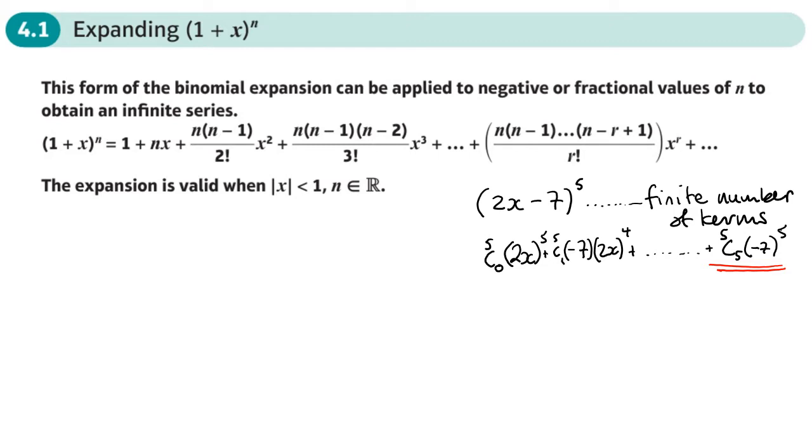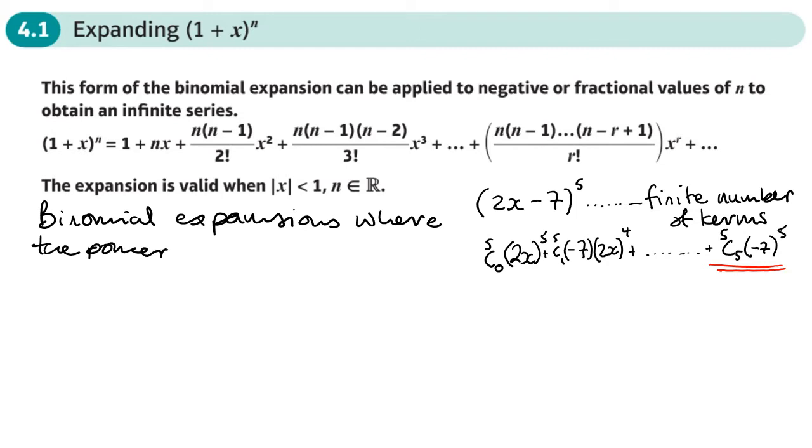When the power is negative or fractional, the expansion is infinite, because with fractions and negatives, if you keep taking one away from the power, you're never going to get to the point where the power becomes 0. So binomial expansions where the power, or n, is negative or fractional are infinite expansions. They go on forever.